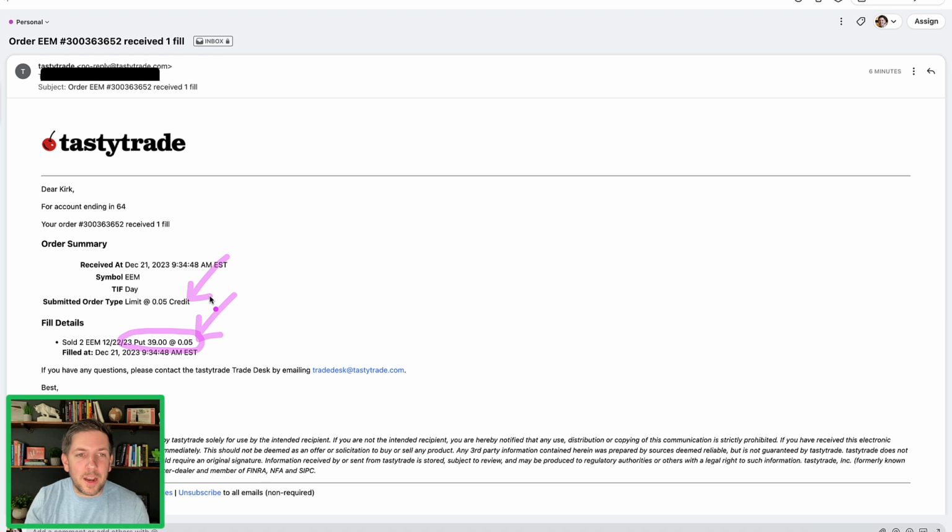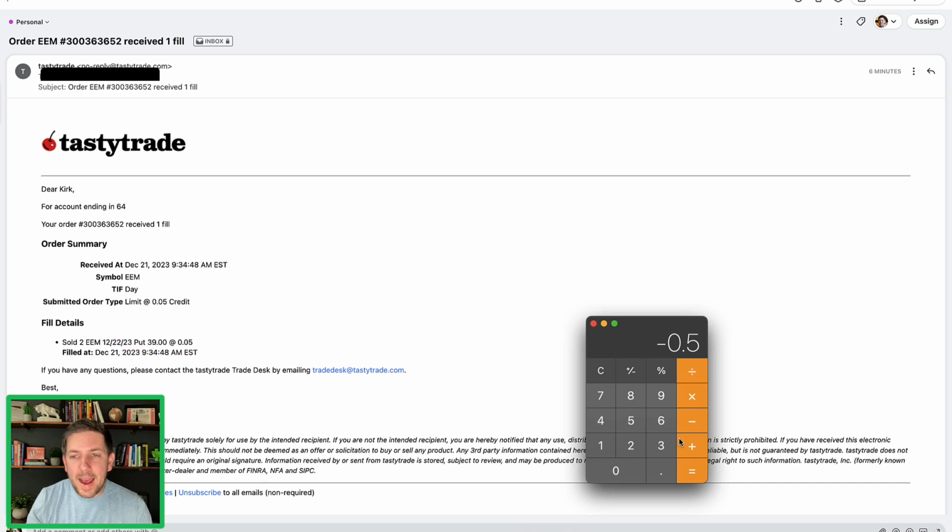You can even see the credit right here, which means that we should add this to our calculator. So if I go back to my calculator and add another 5 cents, 0.05, I now get this down to negative 0.45. So that negative 0.45 is your closing price on a per contract basis. So for one contract, 100 lot of shares, right?